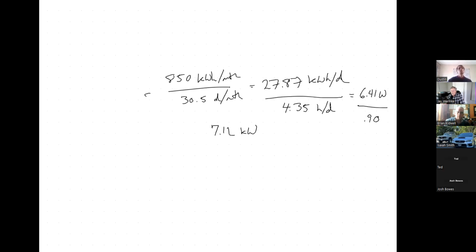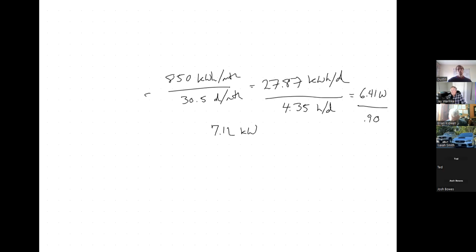27.87 divided by 4.35 is 6.4, divided by 0.9 is 7.11. Yep. Okay, well, all the math is right. The result is telling us that we should just need a 7.12 kW inverter.